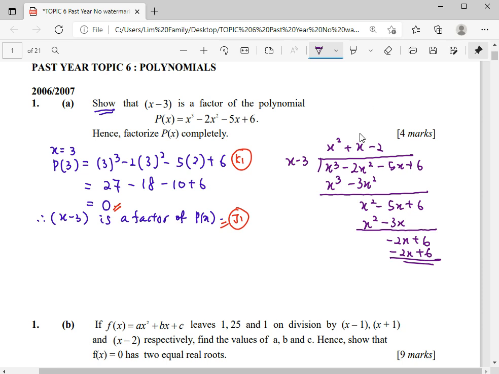Therefore, our polynomial is equal to x minus 3 times another factor, x squared plus x minus 2. Factorize completely means for the quadratic part we also need to factorize. So we can use the calculator with a equals 1, b equals 1, c equals negative 2. What are our roots? From the roots, we find our factors. The roots are 1 and negative 2, so negative 2 becomes positive 2 in the factor, and 1 becomes minus.